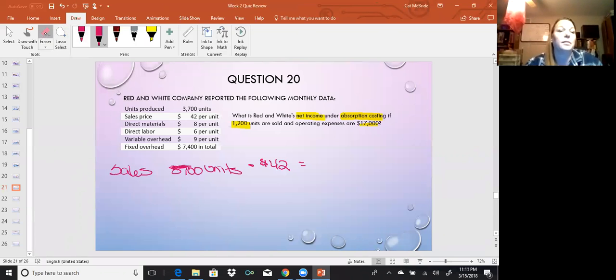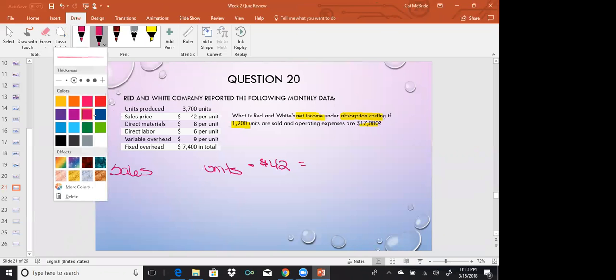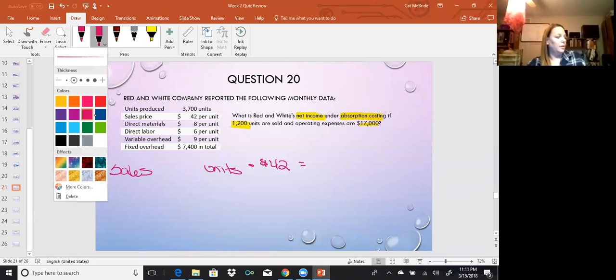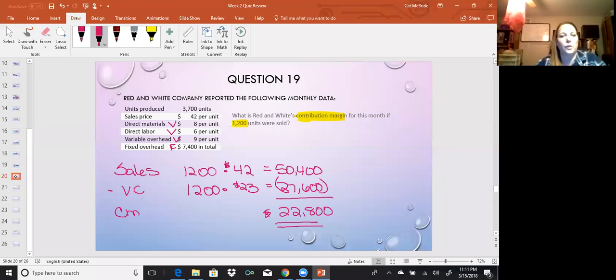I need to go to bed. Could we use the last problem, just subtracting the fixed overhead from the last problem? Yeah, we can.